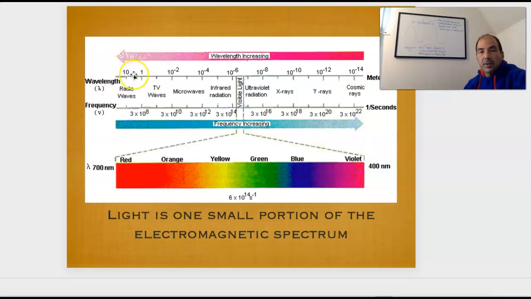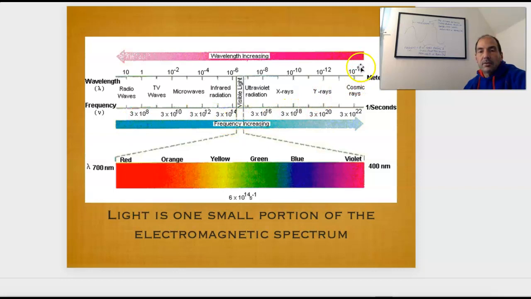Just to emphasize that idea, radio waves have a wavelength of 10 meters, which is a little over 32 feet, almost 33 feet. At that point, the frequency is somewhere around 3 times 10 to the 7th hertz.